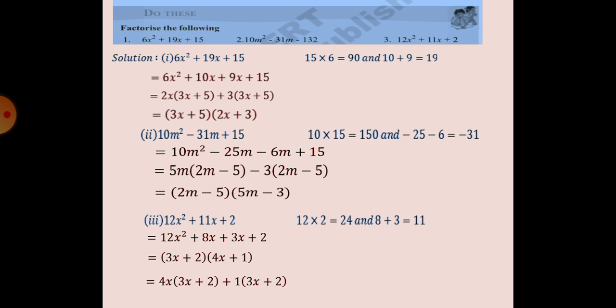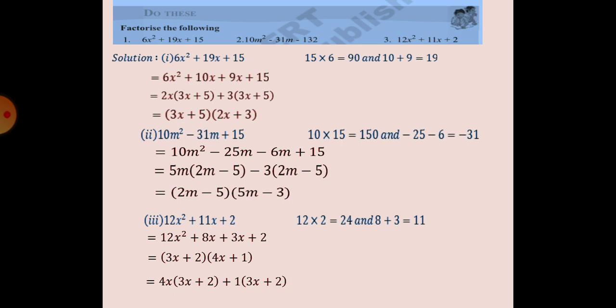Now, in the second step, 10m square is written as it is, but 31m we are writing as minus 25m minus 6m. Because we want to find the factors, we are finding the factors of the product of the constant term and the coefficient of m square. Then again in the third step, the first and second terms come in the 5 table. So when we take out 5m common, inside remains 2m because 5m into 2m is 10m square. And 25, instead of 25 I am writing 5 because when I multiply 5 into 5m I get 25m.